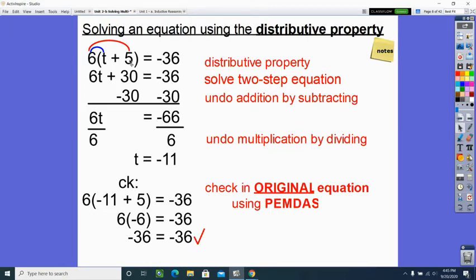And like I said, if you forget to distribute to the second piece here, guess what you're going to do down here, and you won't catch the mistake. No distributive property in your checks. You will not get credit for the check if you do that.